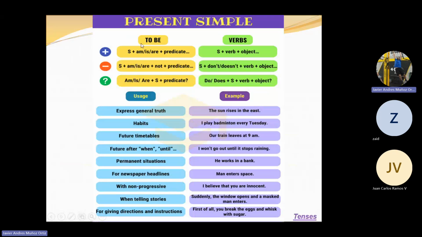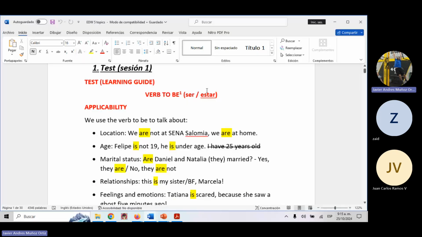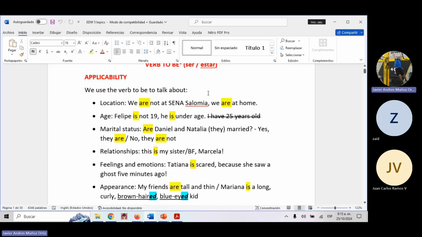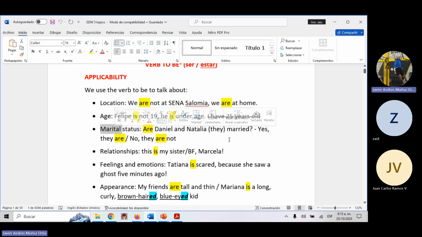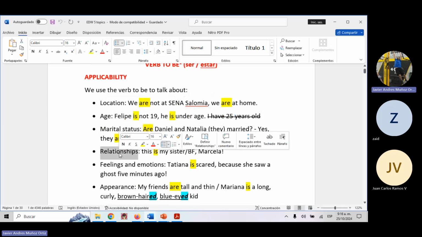So just to remember, simple present tense is divided into parts. The first part is the management of verb to be. Verb to be, as you know, means ser, estar, and its applicability is the same we have in Spanish. So we use the verb to be to talk about locations. For example, estoy en Brazil. I am in Brazil. Exactly the same in Spanish. To talk about marital status, for example, Mariana is single. Mariana está soltera. To talk about relationships, she is my sister. Ella es mi hermana. To talk about emotions, for example, I am sad. Estoy triste. Let's suppose that.